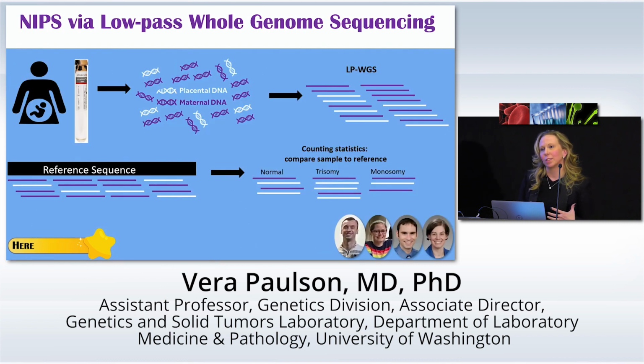The way that this works is to take a peripheral blood tube from a pregnant woman at 10 weeks gestation, and they isolate placental DNA as well as the maternal cell-free DNA that's present within the plasma compartment. And this is subjected to low-pass whole genome sequencing aligned to a reference, and then allele counts are done, or counting statistics. So you're looking for your normal number of chromosomes. If there's a gain, this would be a trisomy, and a loss would be a monosomy.